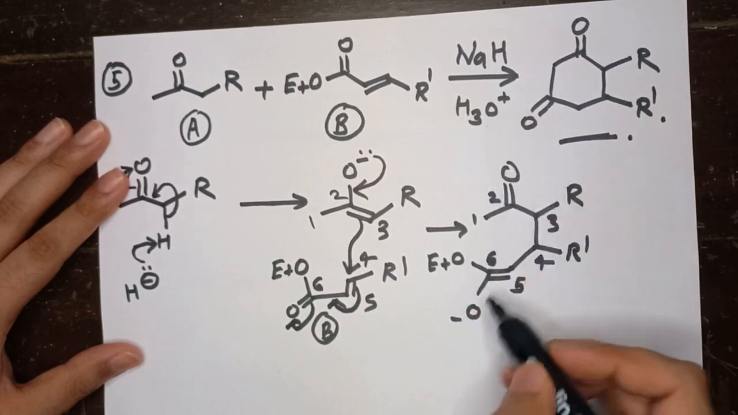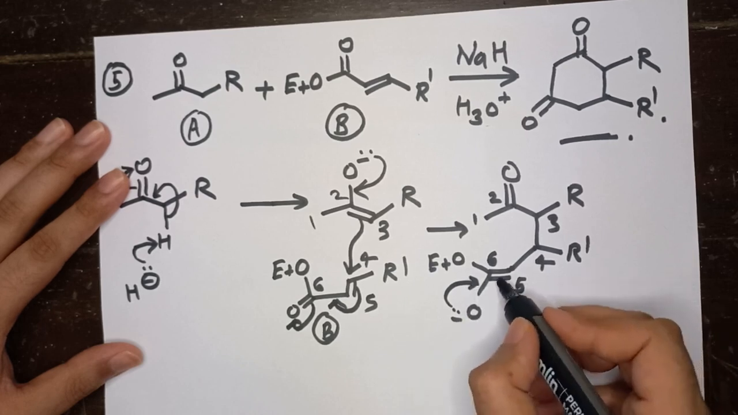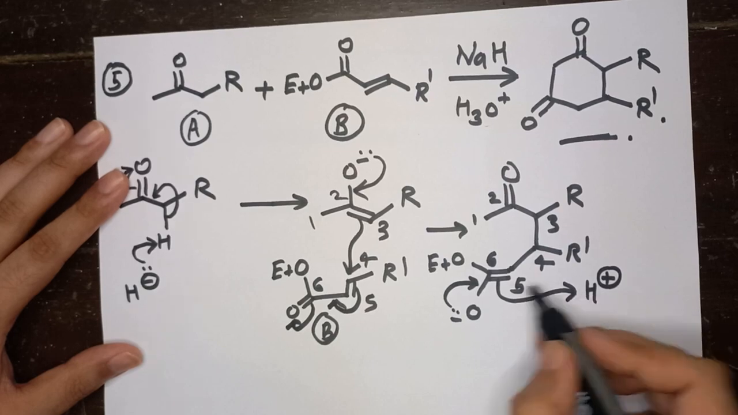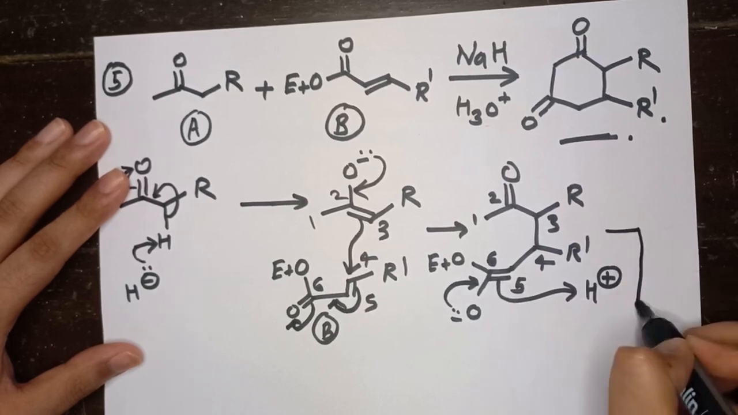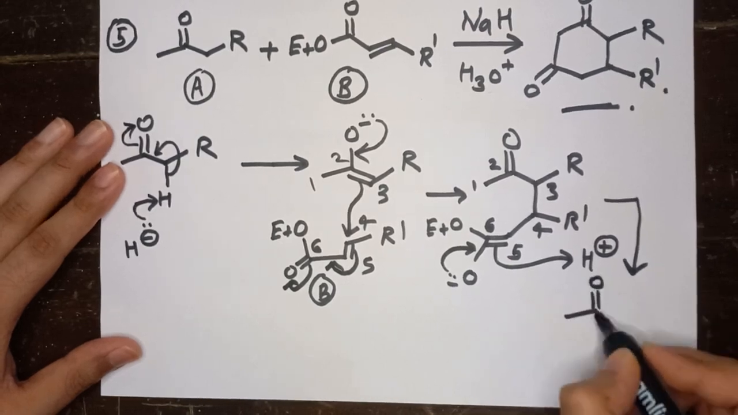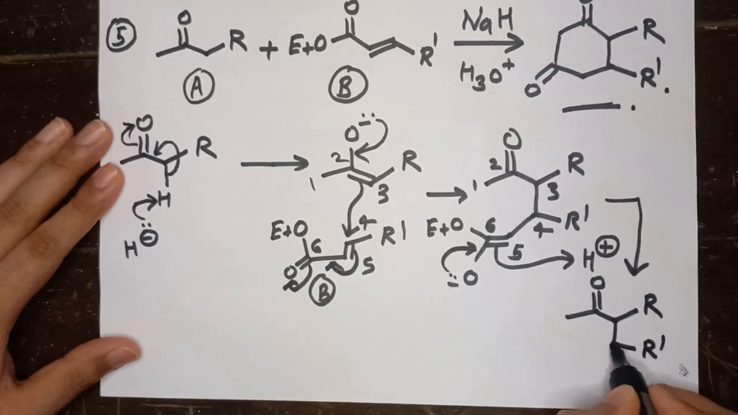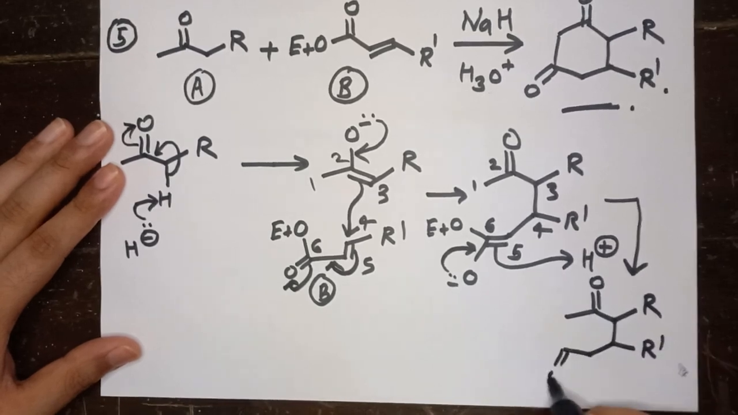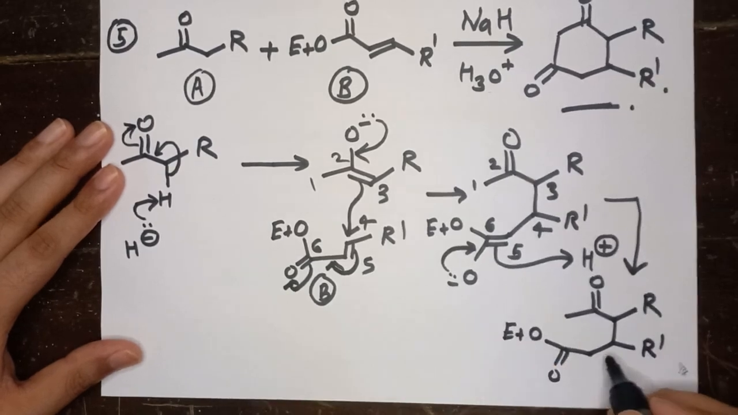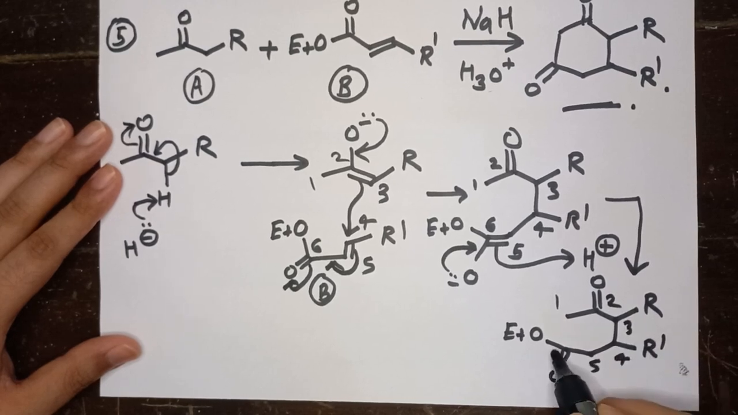Now mild acidic medium is present, so this will reform a double bond and it will be taken by the acidic media. So this will be taken by an acidic media, and this is how you can generate this intermediate. Okay, so 1, 2, 3, 4, 5 and 6.